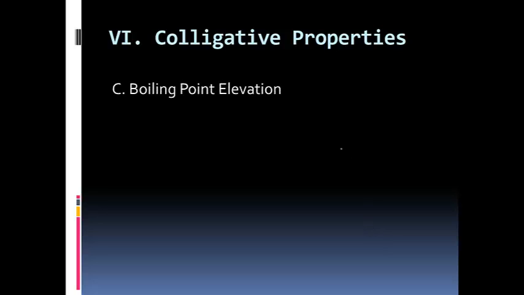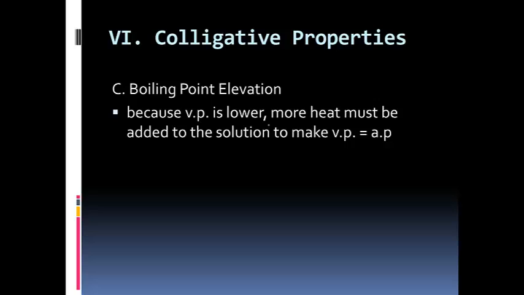Boiling point elevation. Because you lowered the vapor pressure, more heat has to be applied to the solution to make the vapor pressure equal the atmospheric pressure. So normally, let's say the liquid has a vapor pressure right here, atmospheric pressure is up here. So you have to add this much heat to make it boil. But when you make a solution, the vapor pressure drops down to here.